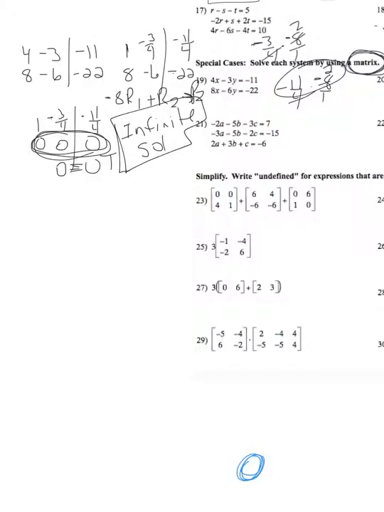So whenever the variables drop out and it's false, it's no solutions. When the variables drop out and it's true, it's infinite solutions. Let's take a look at that happening with number 21. Okay, 21 for a matrix.